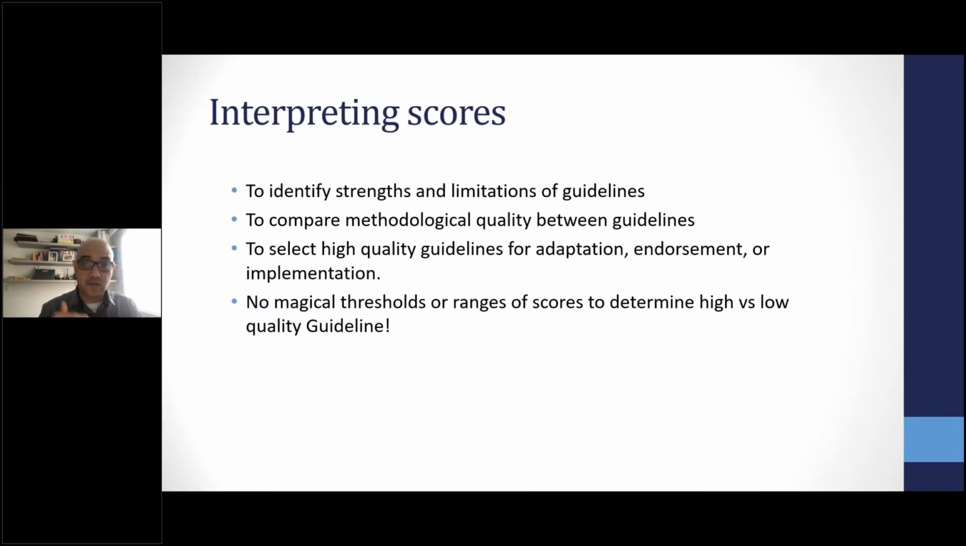It's not the same context in which you have all the guidelines above 80% in the rigor of development, rather than having some guidelines that have 40, 30, 50, and there are not many high quality guidelines. So it's up to people who want to use the guideline to decide what score they're going to use. At least we, as AGREE, don't recommend a specific threshold. There are some thresholds that people use in the literature, from 50, 60, or 70% or above, to define what is a good quality guideline for a specific domain.